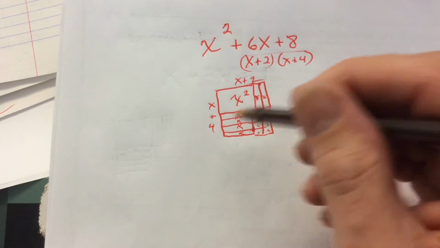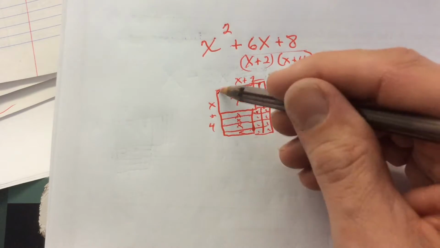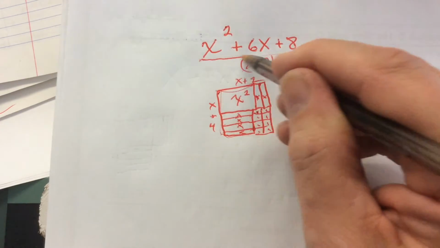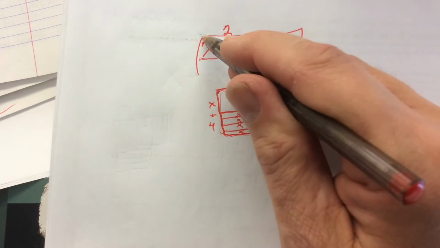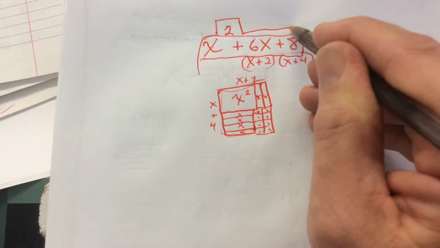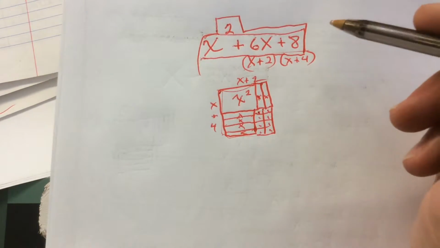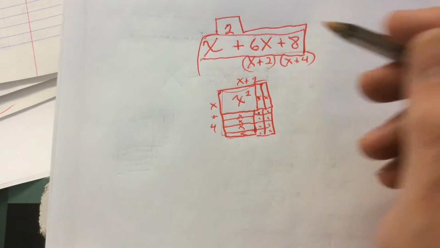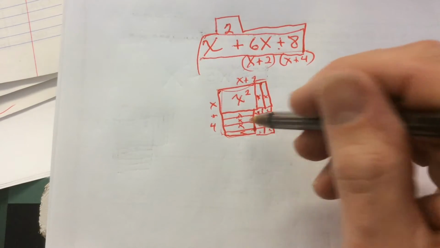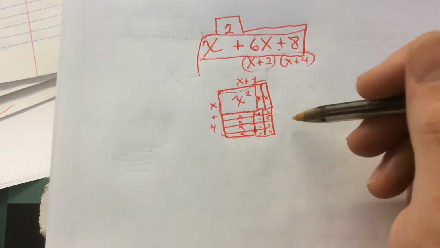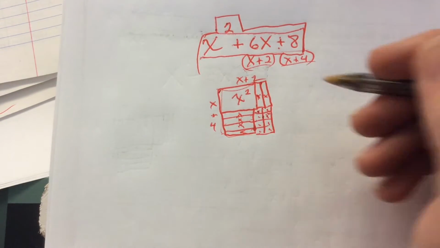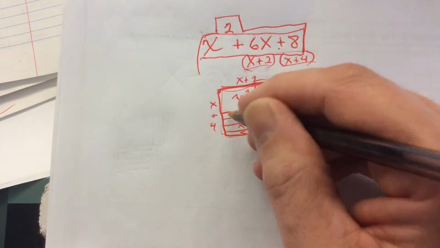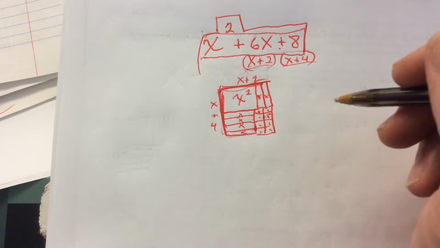But once again, the area of this rectangle is represented by this equation. Okay? This equation is the area of this rectangle. And these are the dimensions of the rectangle. X plus 2 over here and x plus 4 over here.